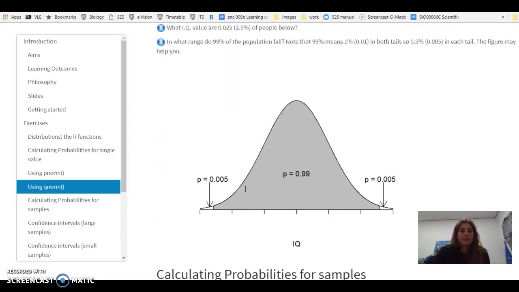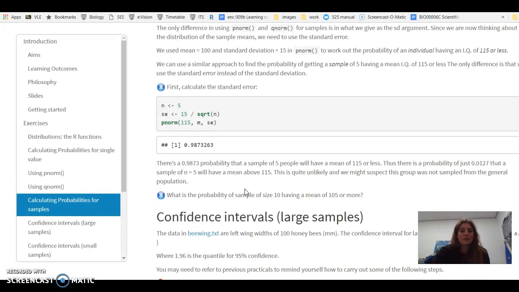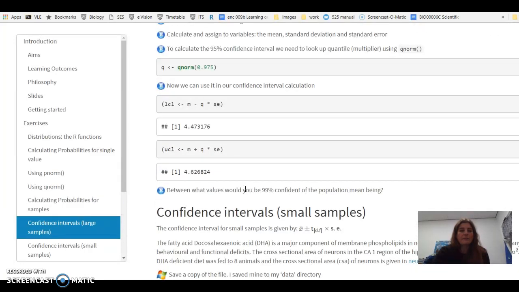And something else I wanted to show you is where I've used these brackets here. This use of brackets is not needed to get the code to run. All I've got here is a variable, LCL, which just means lower confidence limit. It could be any name. And then I've got a calculation here.